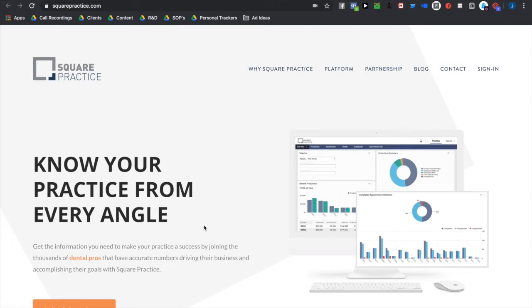So first of all, looking at the headline, I'll quickly read it out. Know your practice from every angle. One thing I would say about this headline straight away is that it's a product statement headline mixed in with a transformation statement headline.